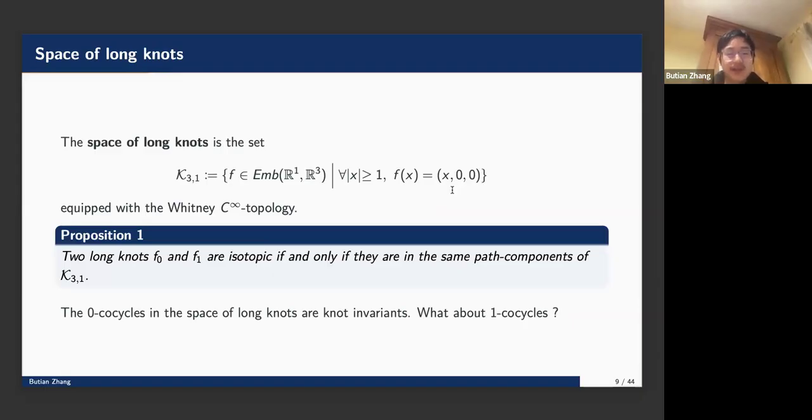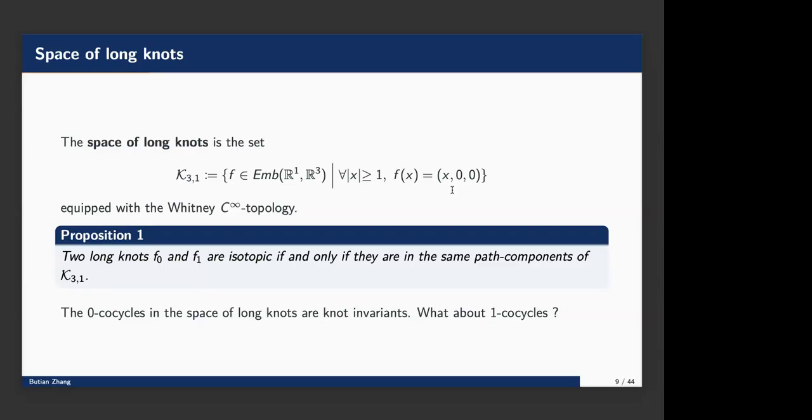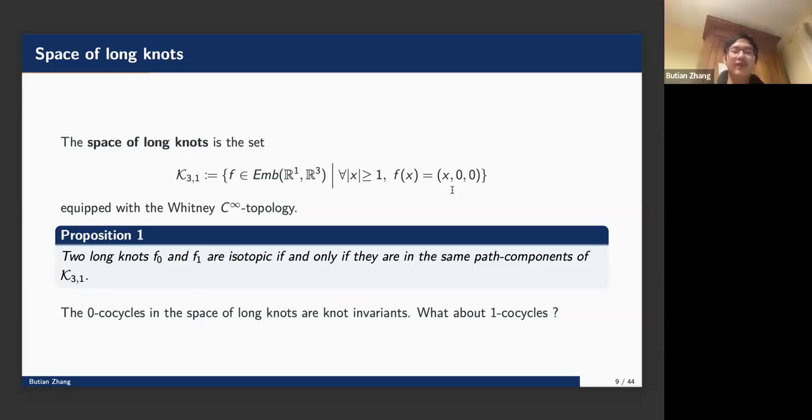What does the C infinity topology give? That is to say, I shall describe when two embeddings are close to each other. In the C infinity topology, two embeddings are close to each other if at each point their images are close to each other and their derivatives are also close to each other.